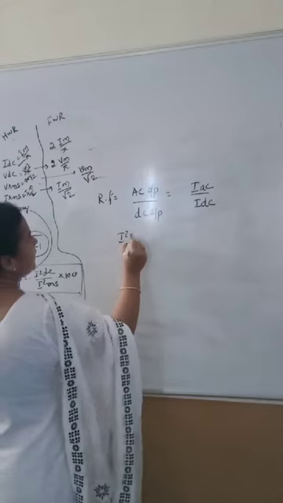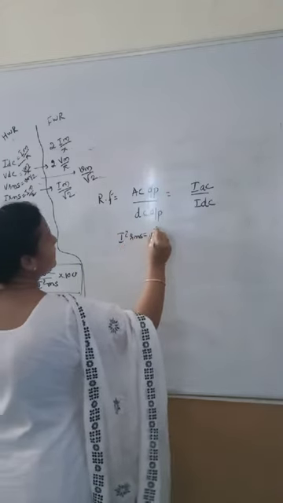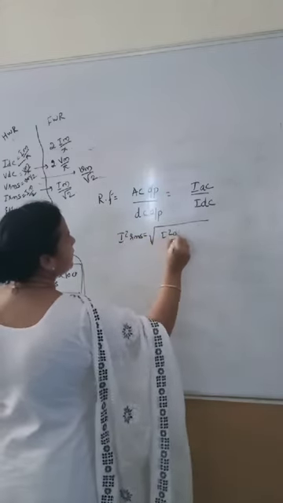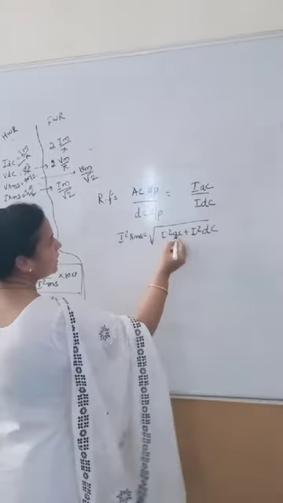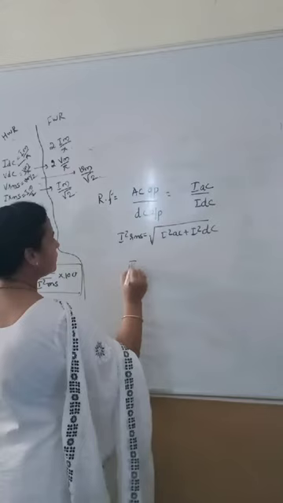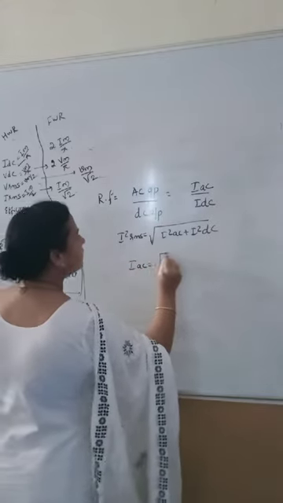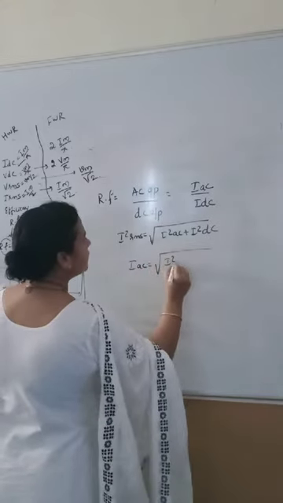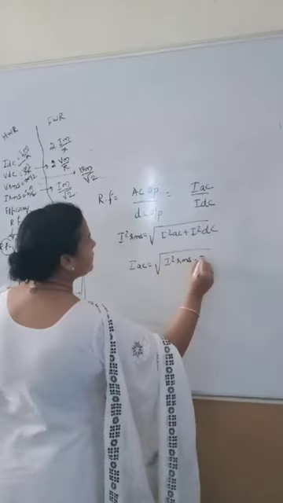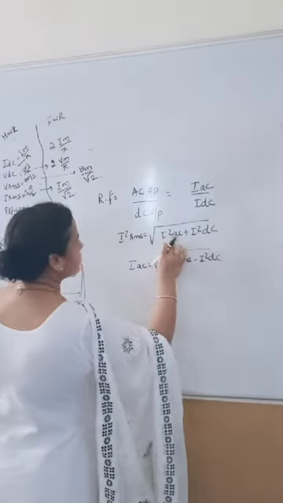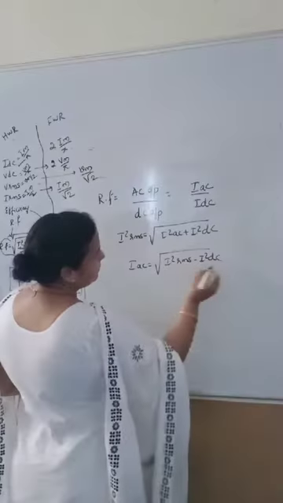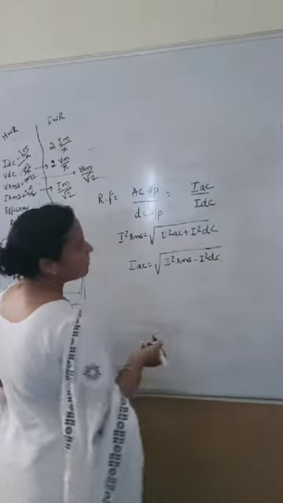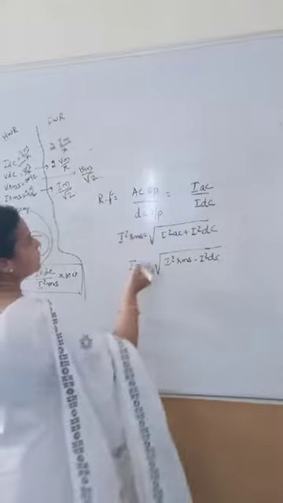Again I square RMS, there is one relationship I had told you: I square AC plus I square DC. I want IAC because I want to substitute here. IAC, if you take out, this will be inside: I square RMS minus I square DC. I square AC is equal to this, so IAC is the root of I square RMS minus I square DC. Now substitute this.